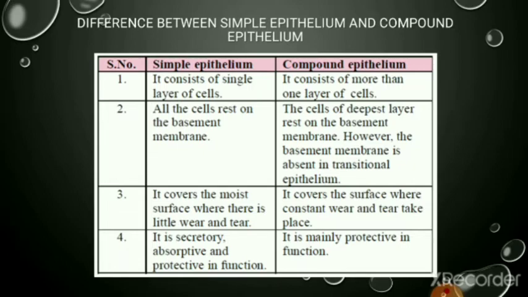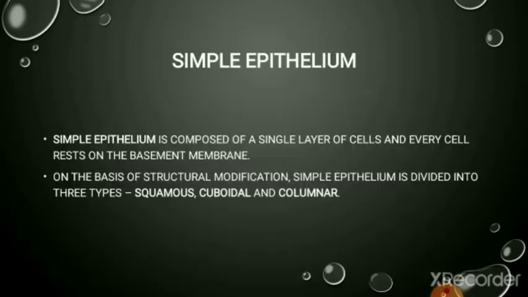Simple epithelial tissue covers moist surfaces where little wear and tear takes place. So usually simple epithelial tissues are present as a covering around the organs or systems where there is little wear and tear. Compound epithelial tissue covers surfaces where constant wear and tear takes place. Simple epithelial tissues are basically secretory, absorptive, and protective in function, while compound epithelial tissues are mainly protective. So these are the basic differences between simple and compound epithelial tissues.